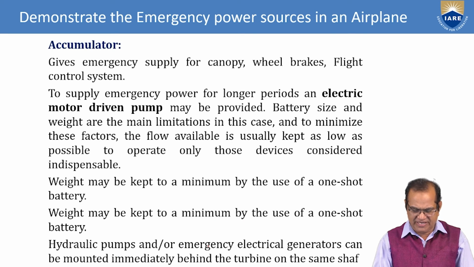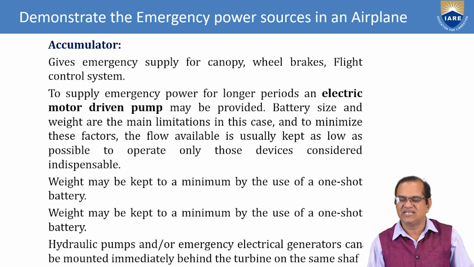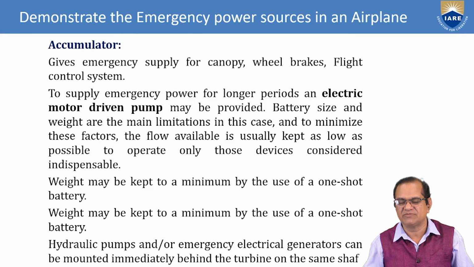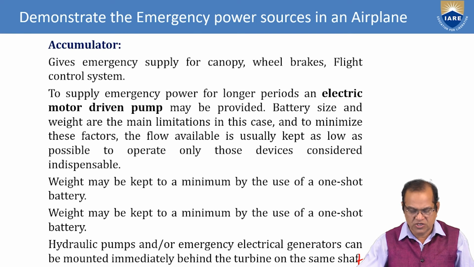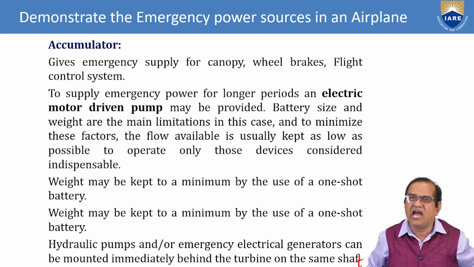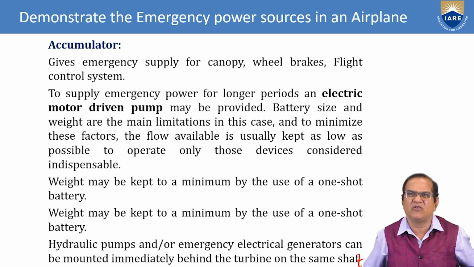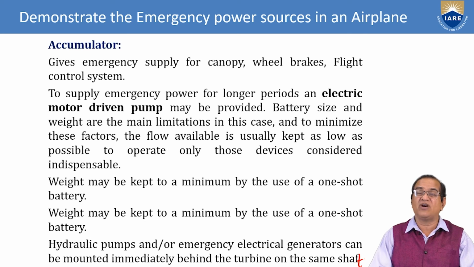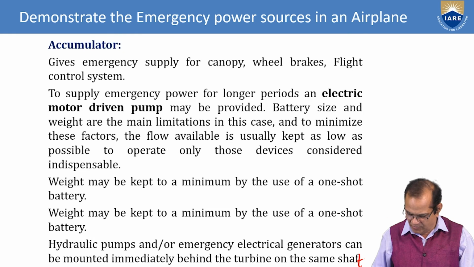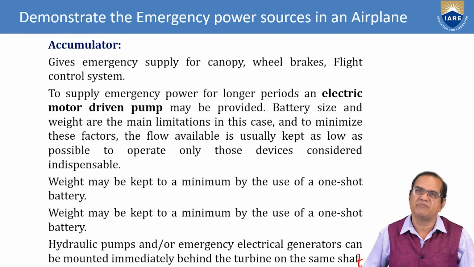The hydraulic pump and the emergency electrical generators can be mounted immediately behind the turbine on the same shaft. So this is the electrical motor driven pump, because the accumulator will work only for a few minutes. But if you want more time, then we need an electrical motor driven pump, and this power has to come from a proper generator, and this pump has to operate separately.